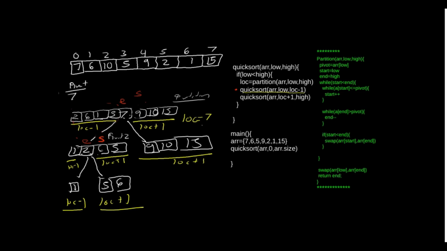Okay, we know the answer for this one. We don't have time to break it down. So here it is, lock plus 1. And here the pivot would be 9. 9's the pivot.